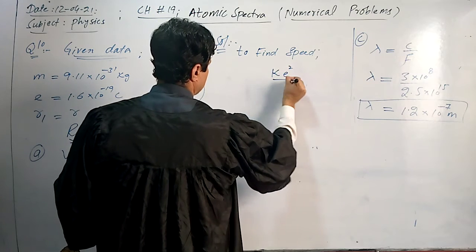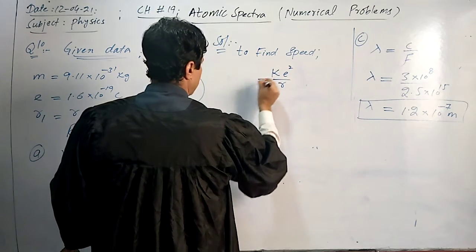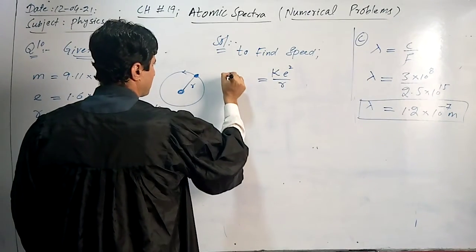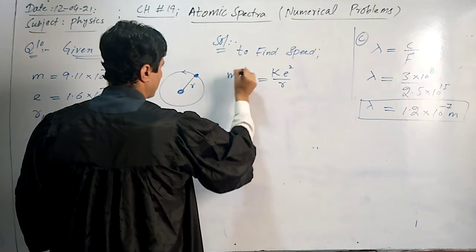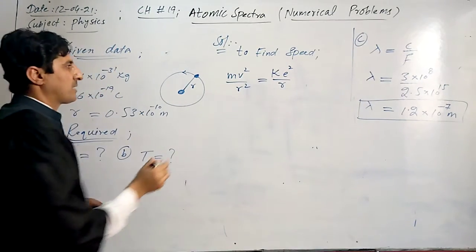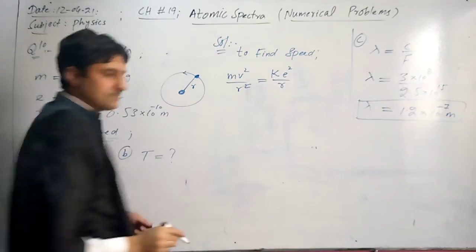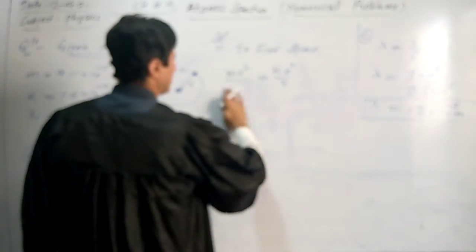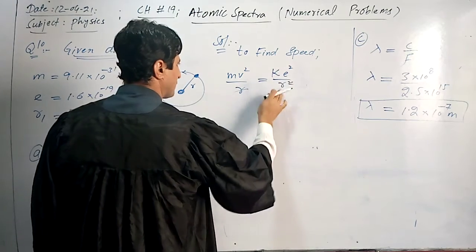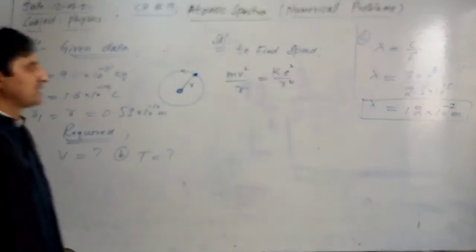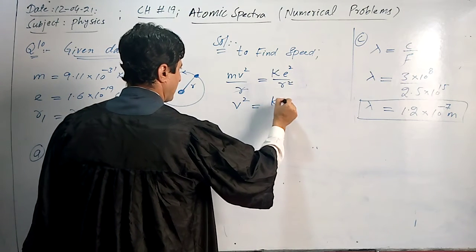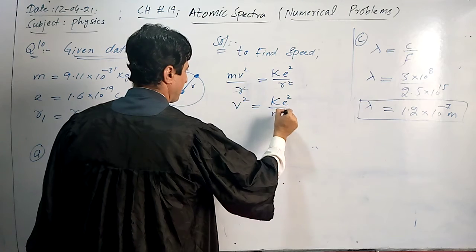Ke square divided by R force. Second force, as this electron performs circular motion, there must be a centripetal force, which is given by mv square divided by R. So one R will be cancelled out. This will be equal to ke square divided by R square by Coulomb law. We can cancel this one R with this R. We get v square is equal to ke square divided by mR.